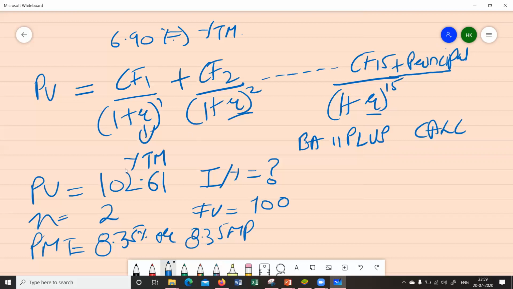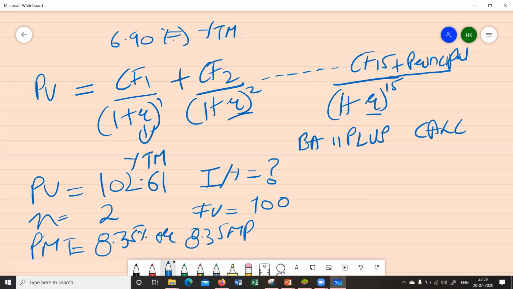And so all in all, if I want to say what it is, basically, if you purchase the bond right now at 102.61 and receive 8.35 Mexican peso of coupon for the next 2 years, and then get 100 Mexican peso back at maturity, then the total return that you should earn in these 2 years should be 6.90% per annum. And that's what the YTM means.